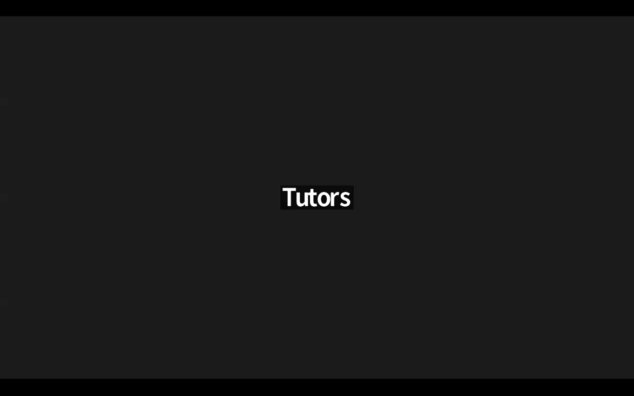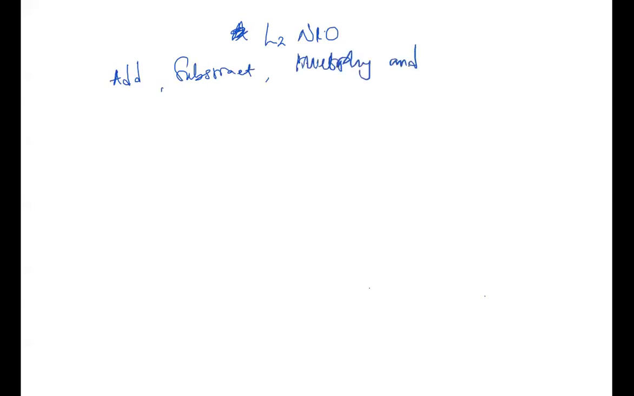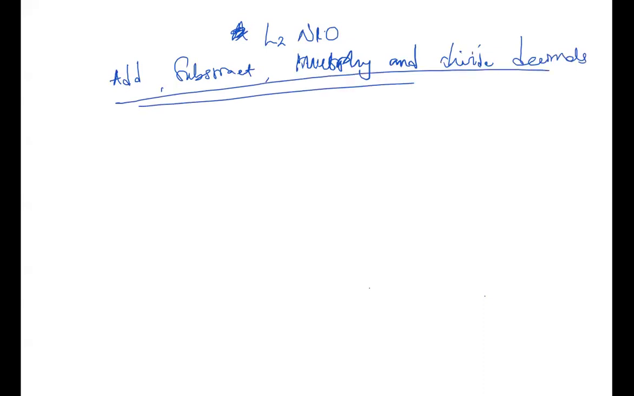So let's look at it first now. Look at the first one. L2N10: add, subtract, multiply to find the decimal. So let's look at how to actually add them first.